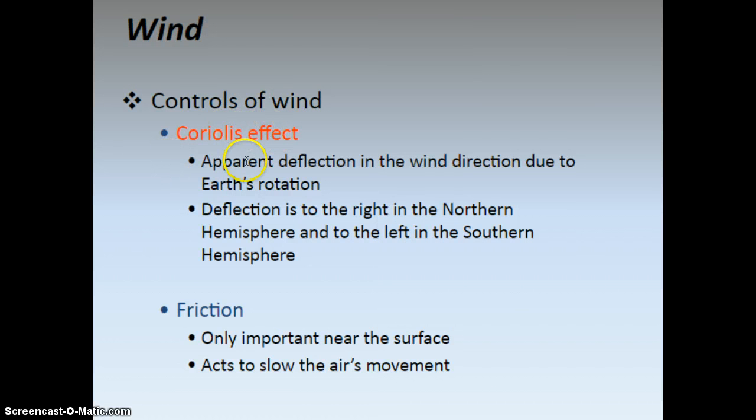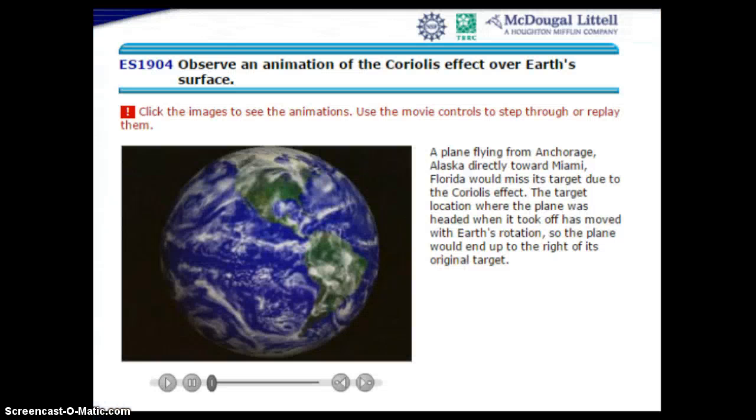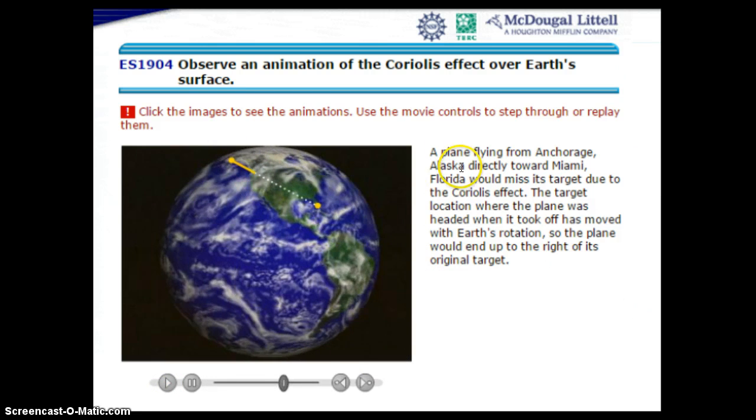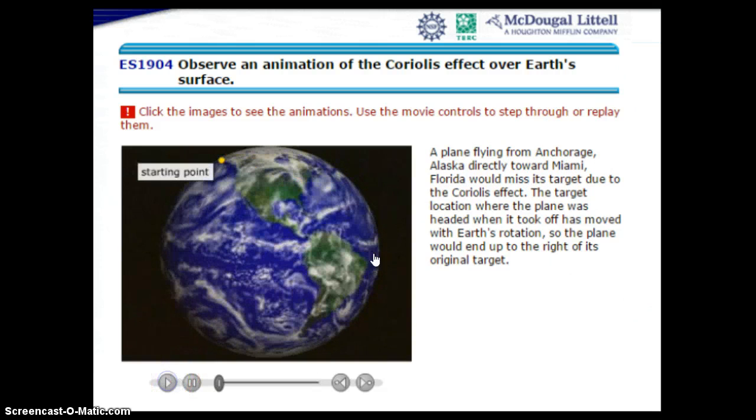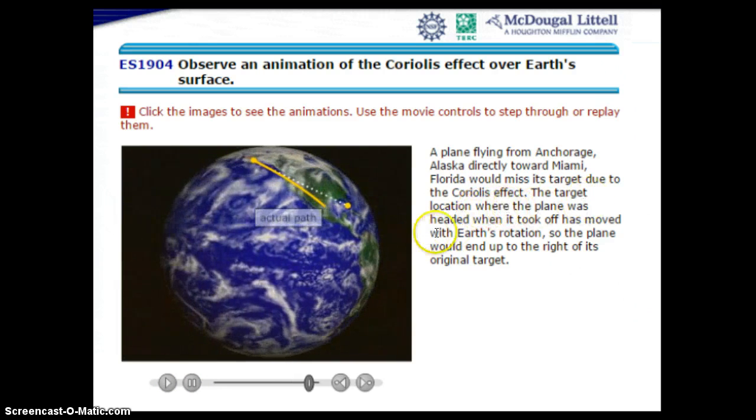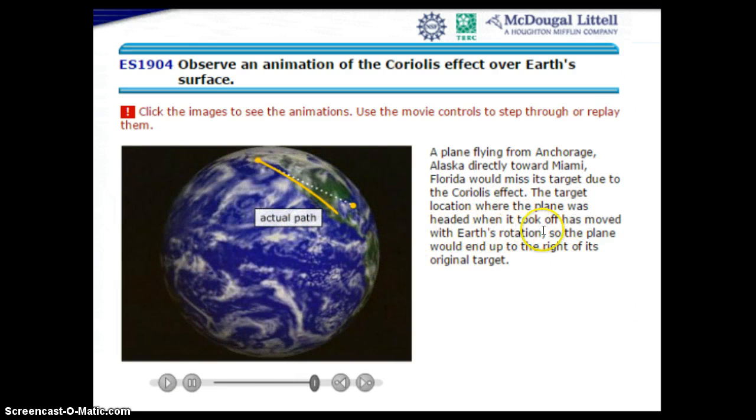So what else controls the wind? Well, the Coriolis effect. This is the apparent deflection in the wind direction due to the Earth's rotation. In other words, wind doesn't flow in straight lines. This is a deflection to the right in the northern hemisphere and to the left in the southern hemisphere. So we're going to look at what the Coriolis effect is right now. Here's an animation I found online. Imagine a plane traveling in the northern hemisphere, flying from Anchorage, Alaska to Miami, Florida. It would miss its target due to the Coriolis effect if it were traveling in a straight line. The target location where the plane was headed when it took off has moved with the Earth's rotation, so the plane would end up to the right of its original target.